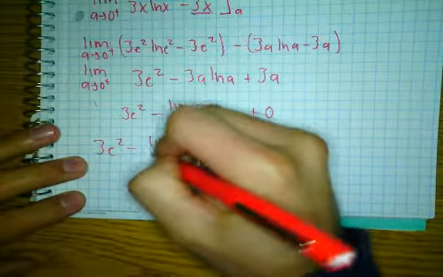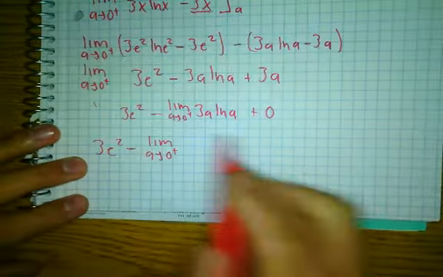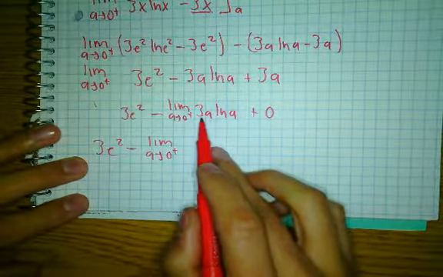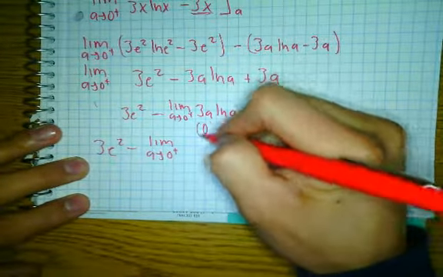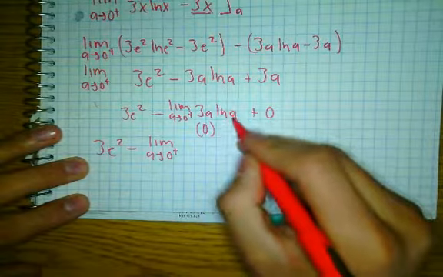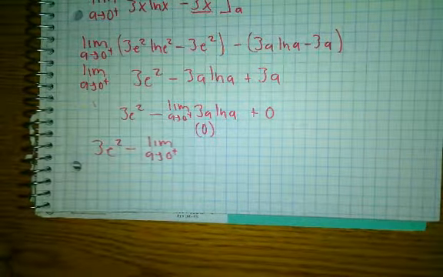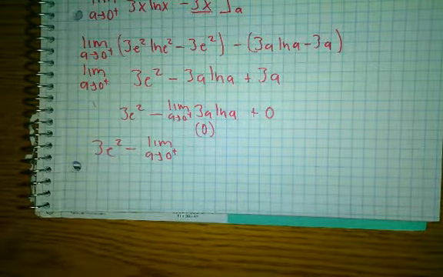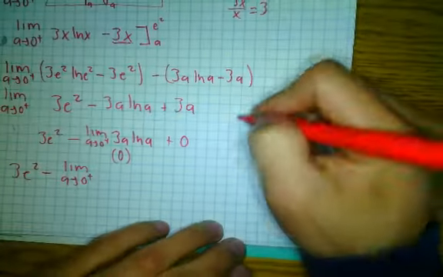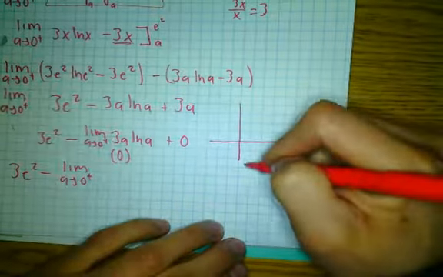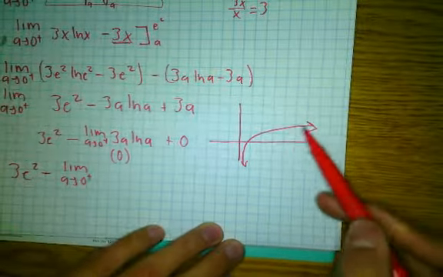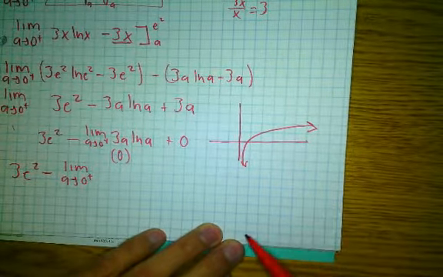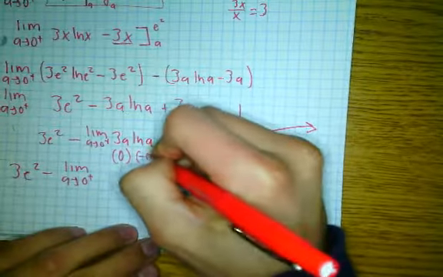3e squared minus the limit as a approaches 0 from the right. Okay, first of all, if I plug in 0 here, 3 times 0, so I get 0, right? Now, what happens as you approach 0 of a natural log graph? Negative infinity. If you're not quite familiar, here's what the graph of natural log looks like. So as you're approaching 0, you are going to negative infinity.